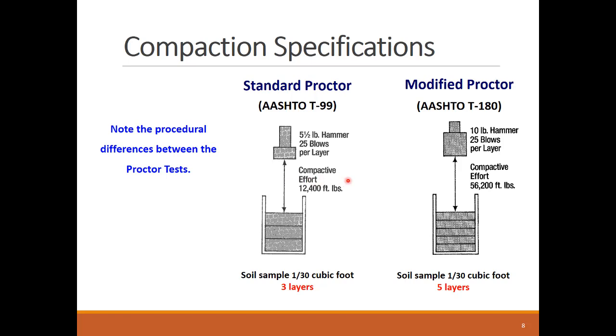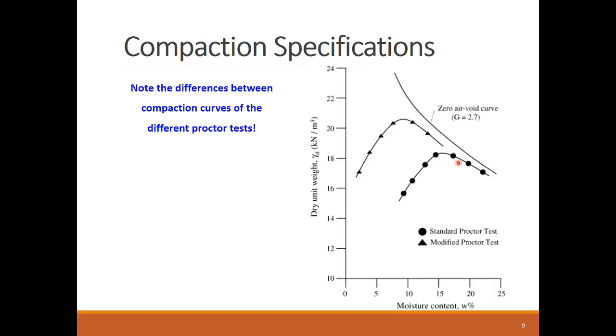The modified Proctor test has a similar procedure, but the soil is placed in 5 layers, and each layer is subjected to more compaction energy by increasing the hammer weight to 10 pounds and the fall distance from 12-inch to 18-inch. This means that the compaction energy in the modified tests is almost 5 times greater than the standard test.